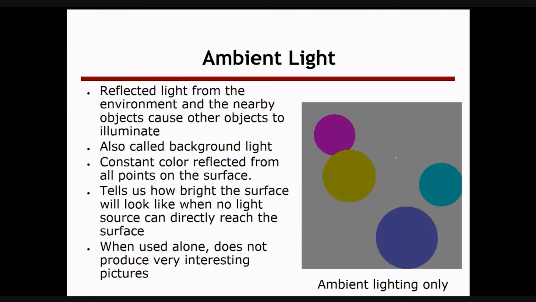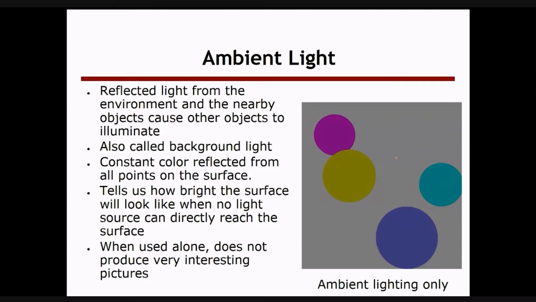Just keep one thing in mind: whatever things we are right now having, we are sitting in a room, we are not getting any direct light, but then too we are able to see the things that are present, so it comes in this category. Constant color reflected from all the points on the surface. So you are not able to see a shiny thing or reflective things in your room, but you are able to just see the stable things that you have in the scenario.